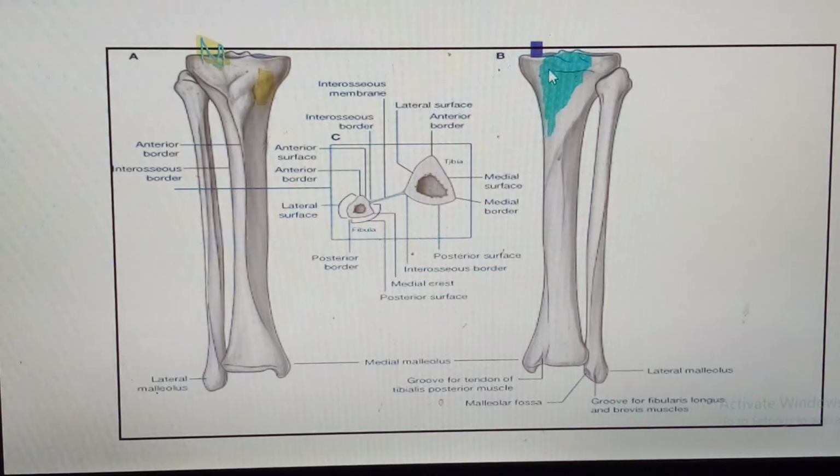And then just above the origin for the soleus muscle, this highlighted area is for the popliteus muscle. That's the popliteus muscle actually originating here, finding its attachment over here. So that is that one for you.